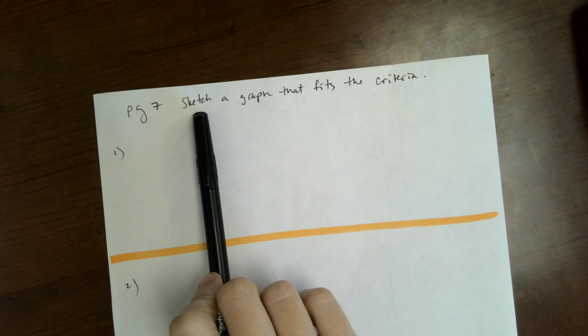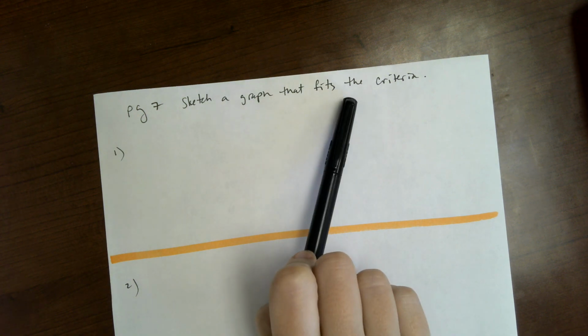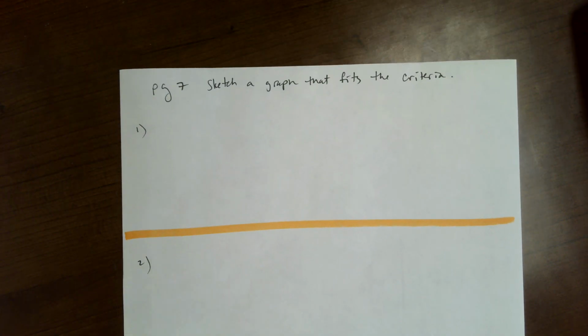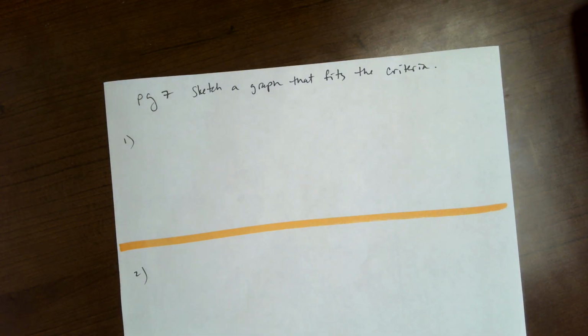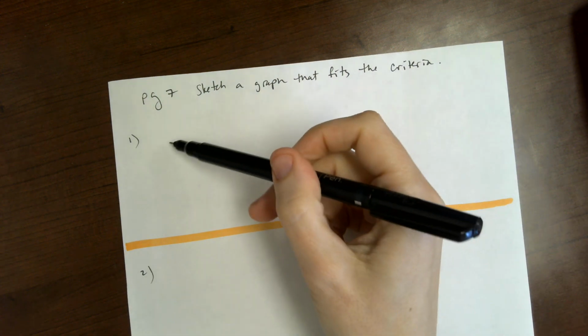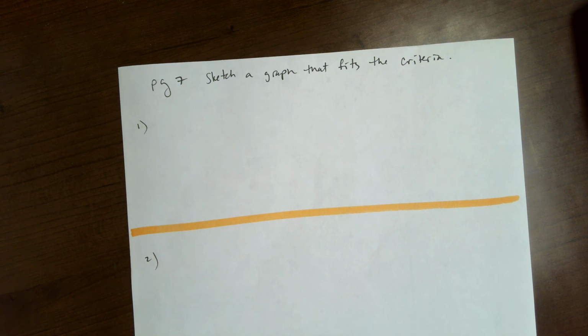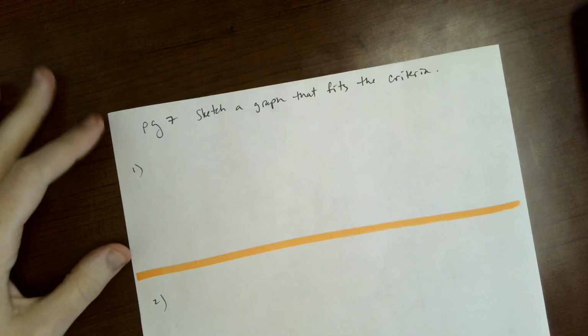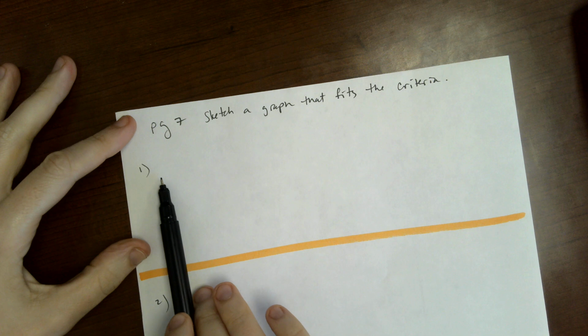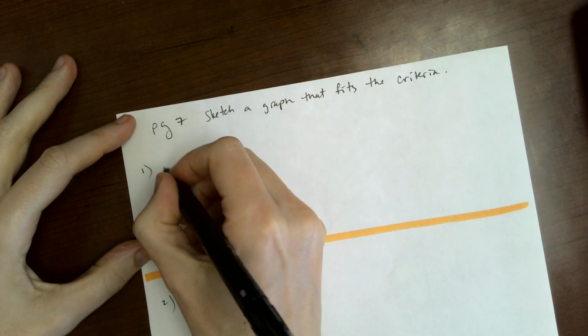And the directions are to sketch a graph that fits the criteria. Okay, so, get ready and have all that set up, and you should write the directions. And then when you have that all set up, I'm going to go through and put the criteria in, and then we're going to go back through and draw the sketch. Okay, so this first one, we're going to be given this criteria.